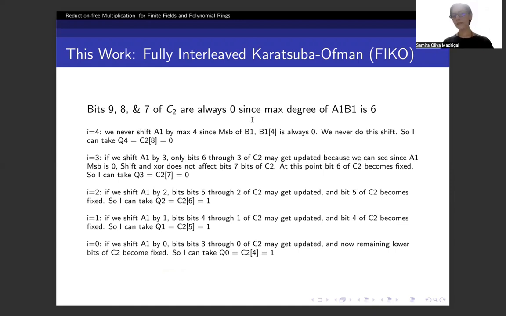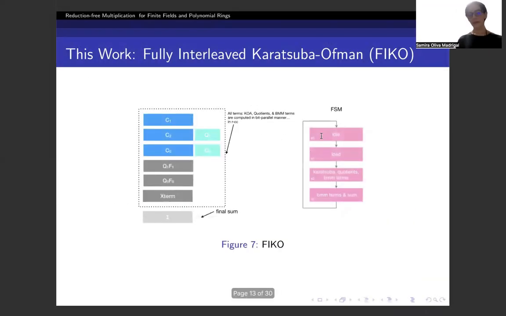First, for the most significant bits, we never do this shift because we know that value will always be 0. For subsequent ones, the amount by which we shift one of the operands becomes fixed, and so we can take the subsequent quotient bits without any dependencies. And so we can have a fully interleaved Karatsuba-Ofman, and we can compute a residue in RCC. With respect to time and space, this is similar to the thing being computed in RCC.